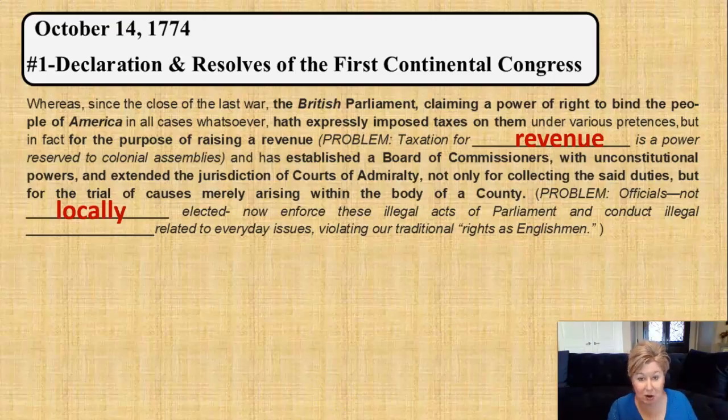So the problem is that these are officials that are not locally elected. We are guaranteed in our charters the right of local self-government. These are king-appointed officials who are now acting in a capacity that's outside our charter. They are, again, subjecting us to illegal trials, and these trials are often not just related to the illegal tax, but to just everyday issues, violating our rights as Englishmen.